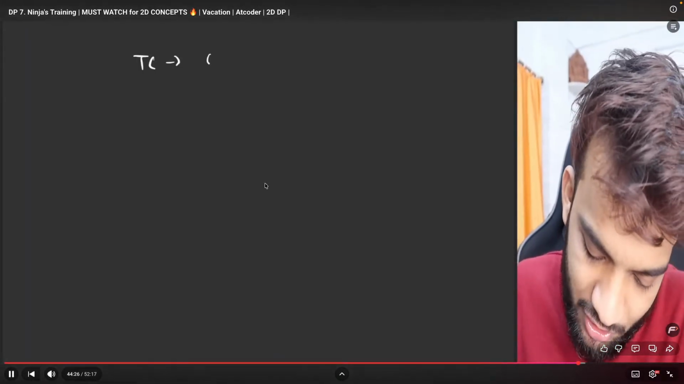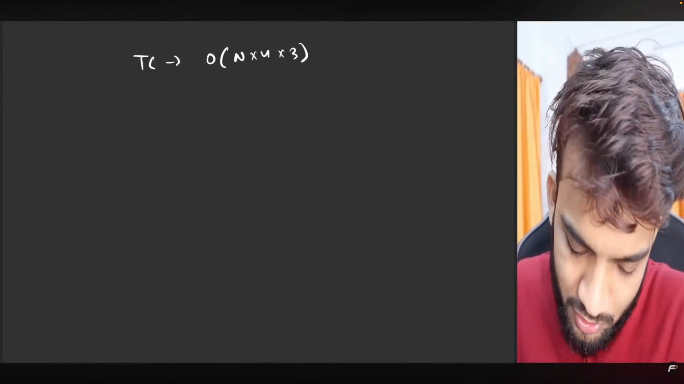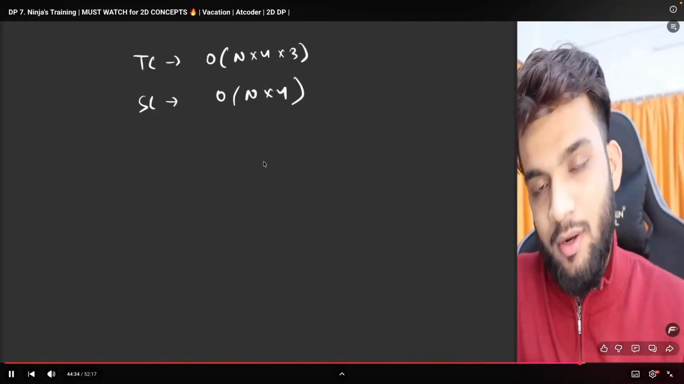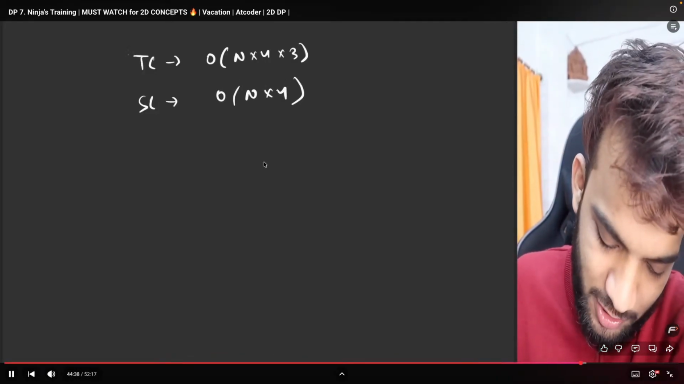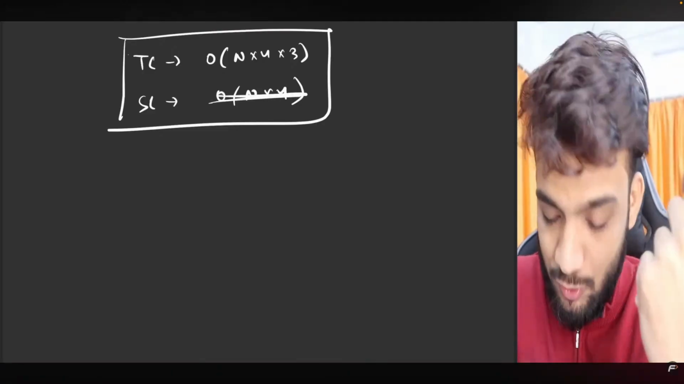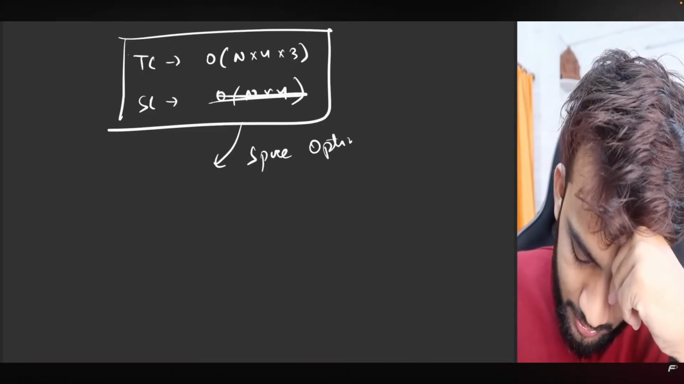So it takes a time complexity of big O of n times 4 times 3 because there are 3 loops, and the space complexity is still n times 4. We have eliminated the recursion stack space. But how do you eliminate this? That's where something called space optimization comes in.